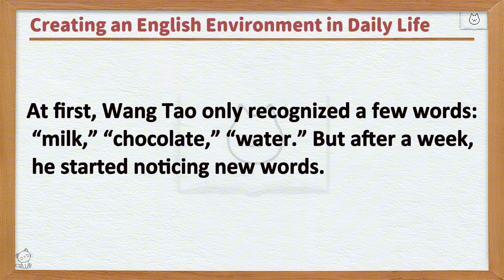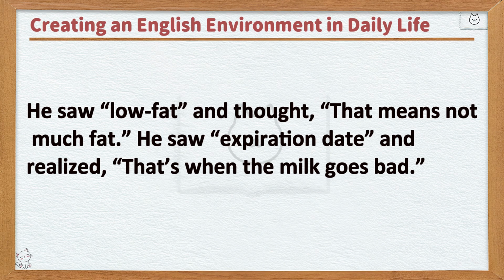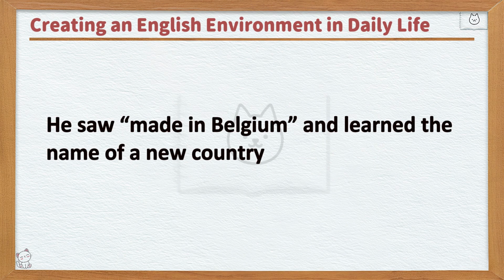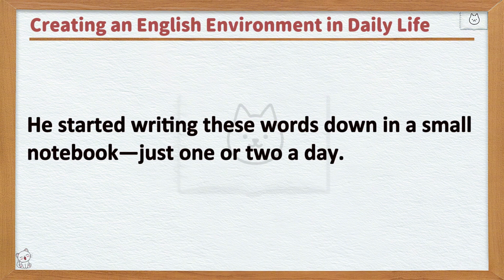At first, Wong Tao only recognized a few words: milk, chocolate, water. But after a week, he started noticing new words. He saw low fat and thought, that means not much fat. He saw expiration date and realized, that's when the milk goes bad. He saw made in Belgium and learned the name of a new country. He started writing these words down in a small notebook, just 1 or 2 a day.